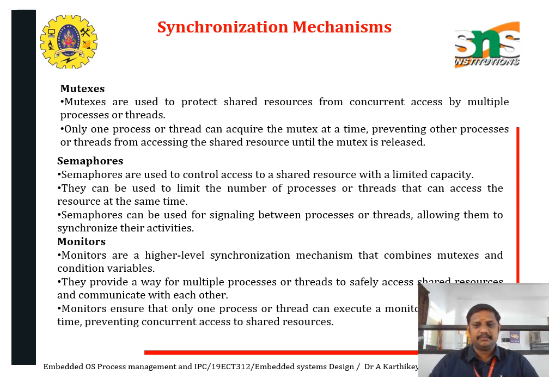It's a key parameter. In that, mutexes, semaphores, and monitors are the important keys. A mutex is mainly used to protect shared resources from the concurrent access of multiple processes and threads. Only one process or thread can acquire the mutex at a time, preventing other processes or threads from accessing the shared resources until the mutex is released.